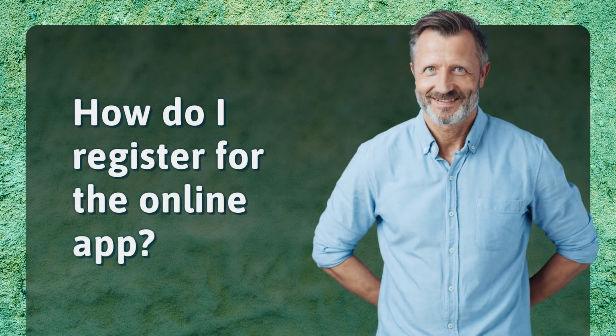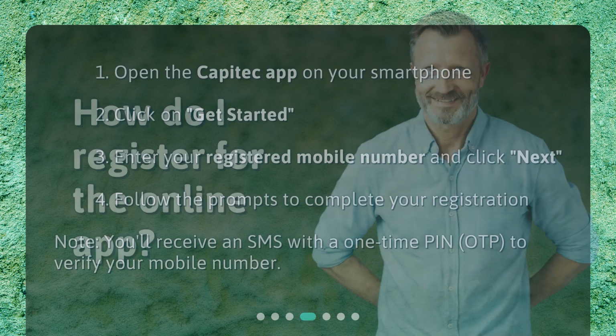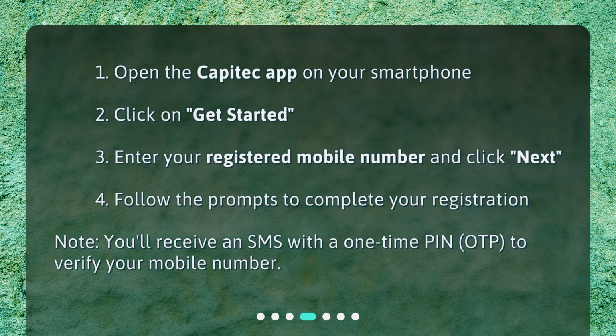How do I register for the online app? 1. Open the Capitec app on your smartphone. 2. Click on Get Started. 3. Enter your registered mobile number and click Next. 4. Follow the prompts to complete your registration. Note: You'll receive an SMS with a one-time PIN, OTP, to verify your mobile number.